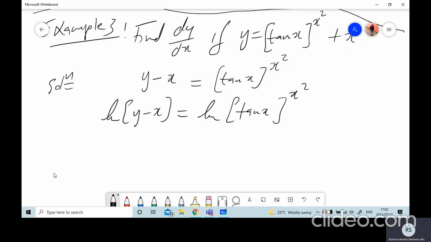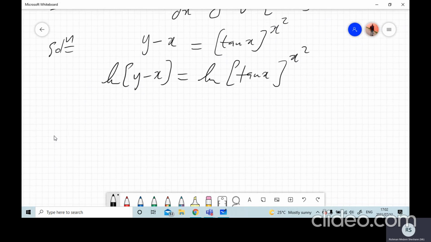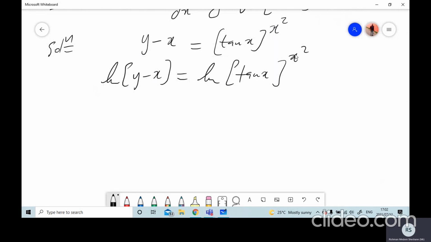Okay, we introduce that ln. So now we're able to take this power function down here. So ln of y minus x, we turn the left hand side. And on the right hand side, we can apply this property, ln of a to the power of r. We can take r down here. So this will be x squared ln of tan x.